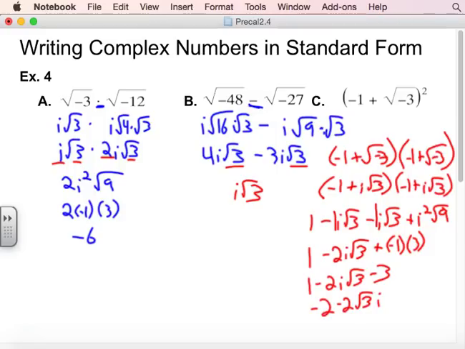So we've got negative 2 minus 2i square root of 3. And we really should write it like this because that's proper a plus bi form. A is negative 2 and b is negative 2 square root of 3. And you've got the i, right? So that's a plus bi form.